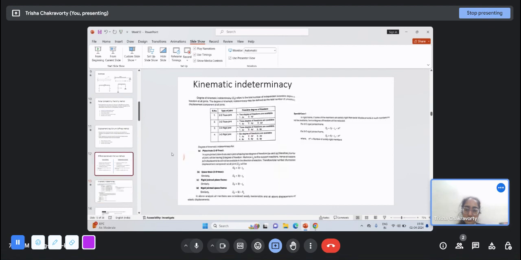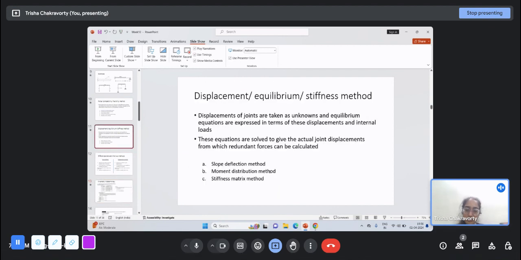In the next class we will look at the moment distribution method, which is another displacement stiffness method. And the last, in week 11, and in week 12 we will look at the stiffness matrix method.